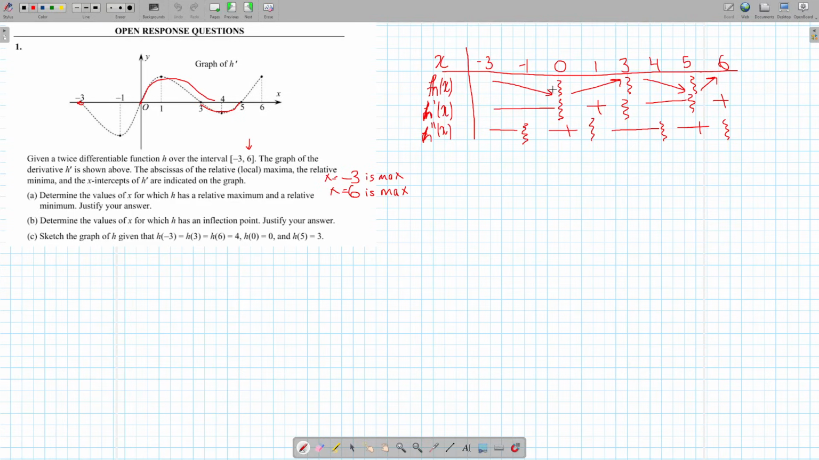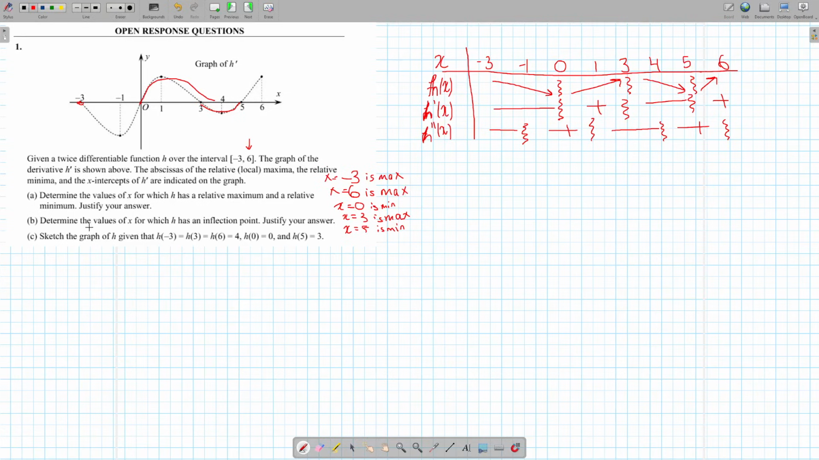As you can see here, it decreased, then increased. So obviously, x equals 0 is a minimum. And then over here at 3, it increased, then decreased. So x equals 3 is a maximum. And then 5 is a minimum. Alright, very easy. Nothing too hard. Okay, so we have maximums at -3, 3 and 6. And then minimums are at 0 and at 5.